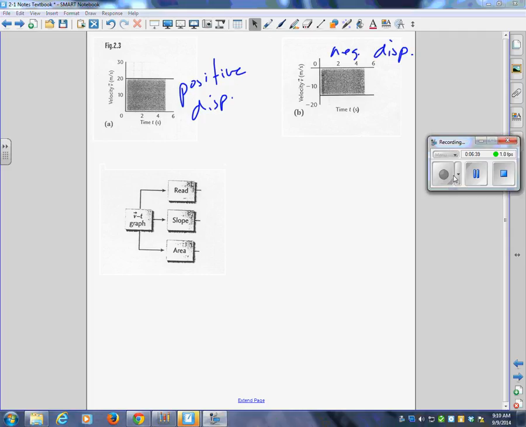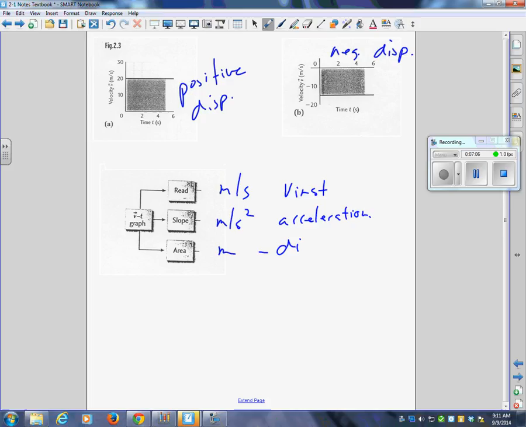All right, so hopefully that didn't take you too long. So when you read a VT graph, you are reading in meters per second, and what are you finding? V-inst, right? Instantaneous velocity. And when you're finding the slope, you are reading it in meters per second squared, which is the acceleration. And when you read the VT graph, the area, you're reading it in meters, which of course is the displacement. So again, basically the same kind of information that was in that little chart the other day, just sort of in a different format, hopefully that is useful to some people.